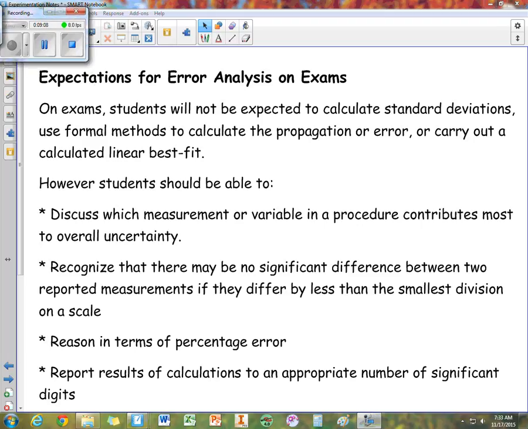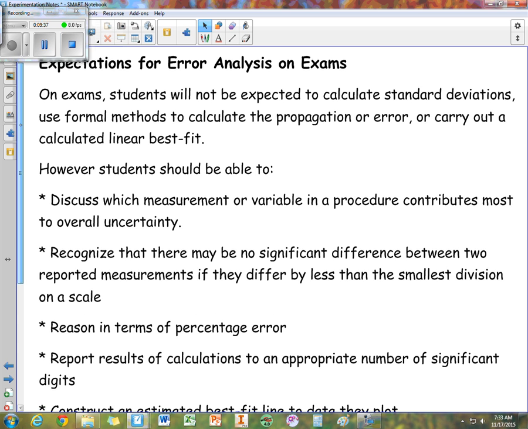Okay, so for AP Physics, here's some of the things you're going to be expected to do on the exams. You will not be expected to calculate standard deviations, use formal methods to calculate propagation of error, or carry out a calculated linear best fit. You're not going to be asked to do that. I can tell you in the lab setting, I'm going to ask you to calculate standard deviations, but not the rest. So some things that you will be able or should be able to do.